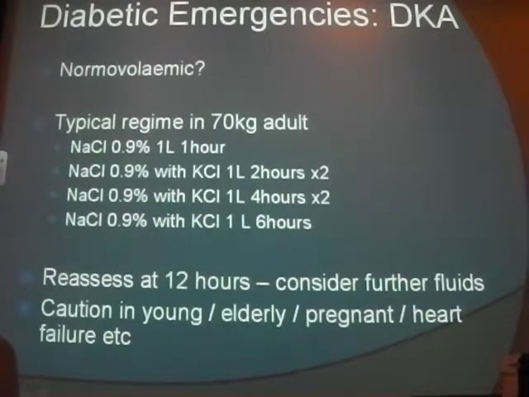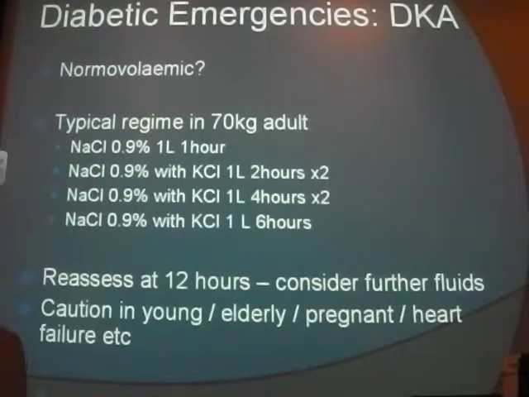If they're normovolemic, this is a typical regime that you'd give a 70 kilogram adult. So, first hour, one bag of normal saline. Potassium or not? No. Why not? Yeah, we've already got a high potassium. We've not yet got going with the thing that's going to drive the potassium down. Every bag after that, dependent on your continuous monitoring of the potassium situation, should have potassium in it.